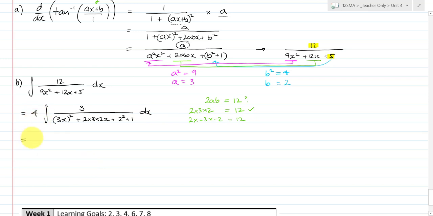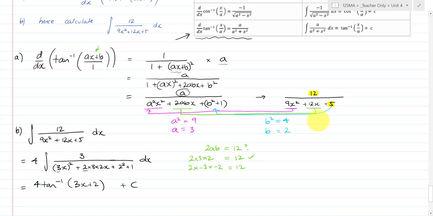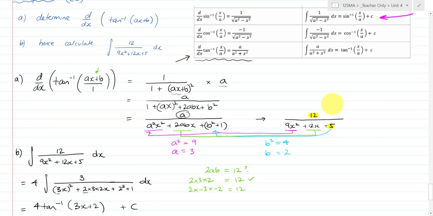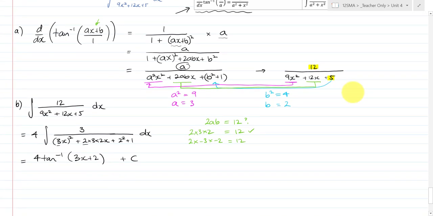And so if I integrate this, of course where my a is 3 and my b is 2, I get 4 tan inverse of 3x plus 2 plus c. And if I go back up the top, I can see that matches with my original derivative. And that's worked out quite nicely. So it's just a case of recognizing a part A might lead to a part B, which I know most of you do, and then building a solution from that recognition.